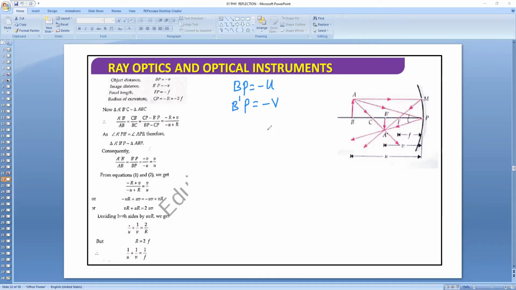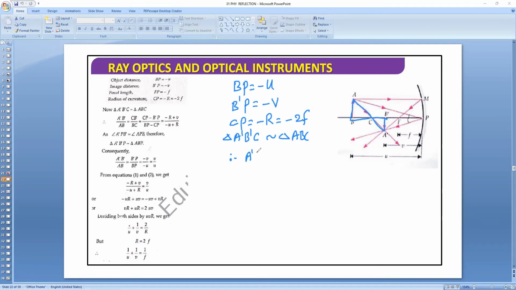Now the radius of curvature CP is equal to minus R, which is double of the focus point. Now there is a triangle A dash B dash C. Triangle A dash B dash C is similar to triangle ABC. Both triangles are similar.